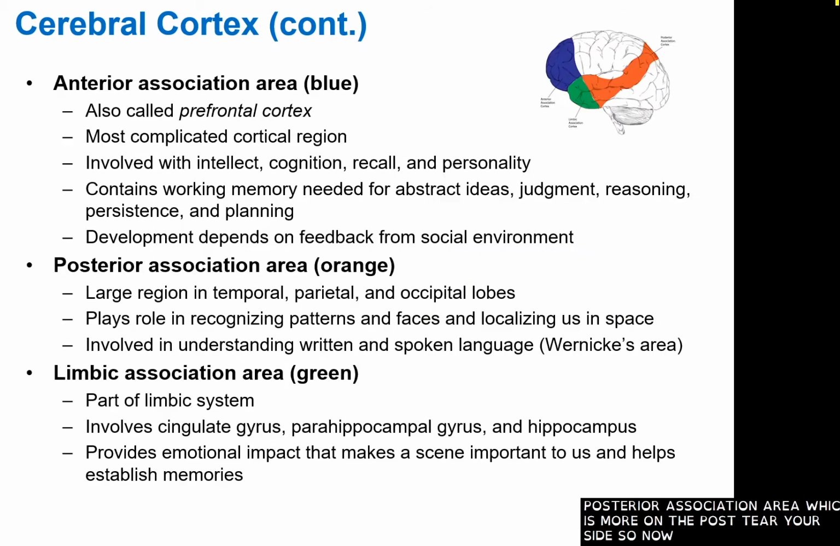So now, a little bit more about these. These are tying lots of memories and lots of emotions into one output. So there's the anterior association area, which is in blue up here, also called the prefrontal cortex, if you've heard that terminology before. It's involved with intellect, cognition, recall, and personality.